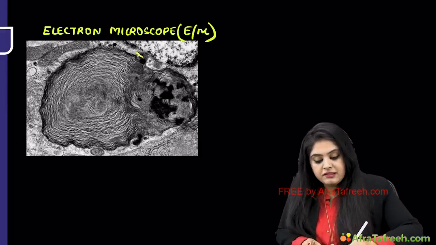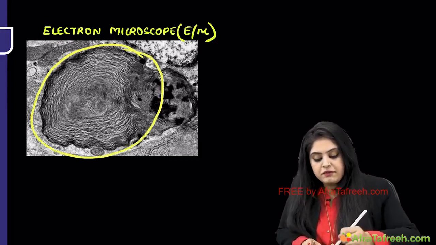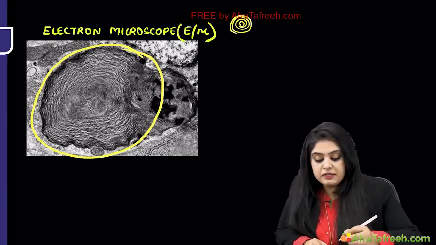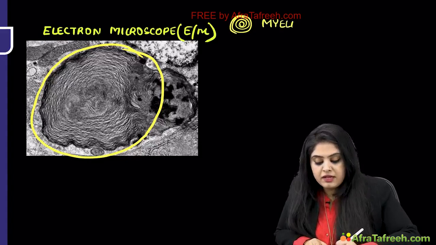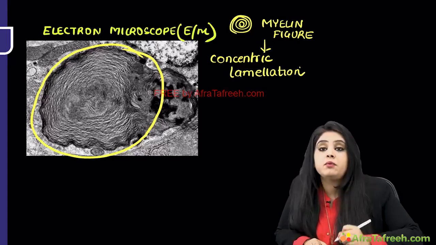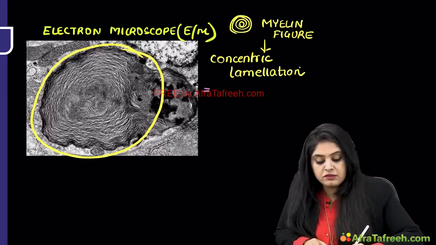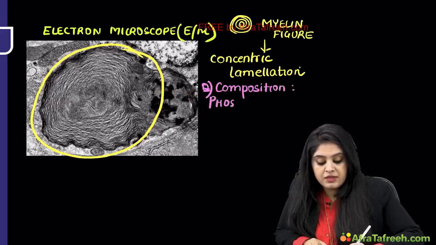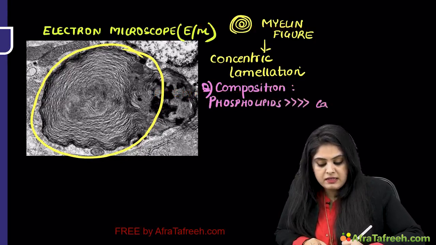Now, what do I see? I can see something going round and round. If you look very carefully, it's showing you this kind of an appearance. So that is how you identify a myelin figure. Please remember, a myelin figure is described as concentric lamellations, very famously written in the MCQs. So what would come to your mind is, what is it made up of? If someone asks you the composition, it is made up of phospholipids and calcium. I am repeating, it is made up primarily of phospholipids and a little bit of calcium.